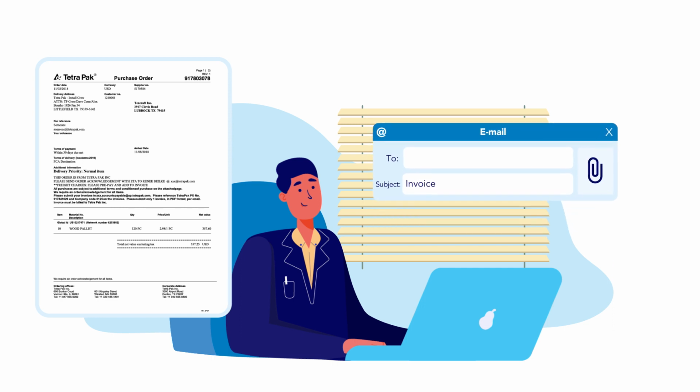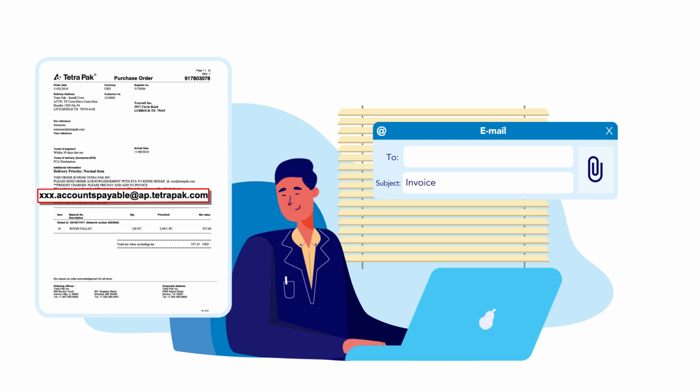Send your invoice to the accounts payable email. Each legal entity of Tetra Pak has a single accounts payable email. This information is available on our purchase order. Note here where to find this information.